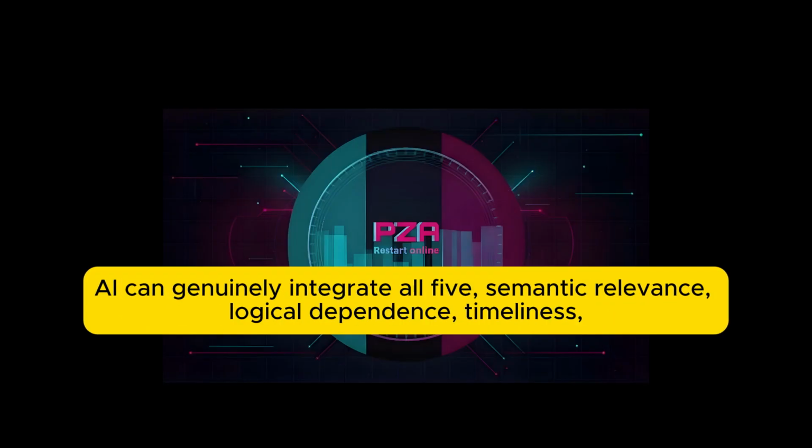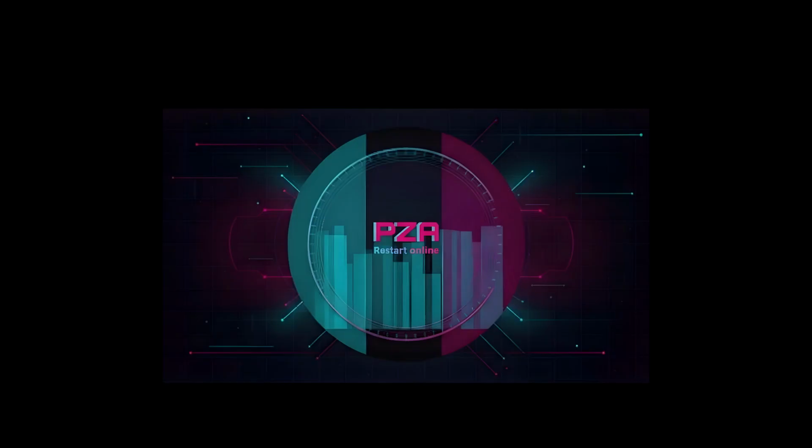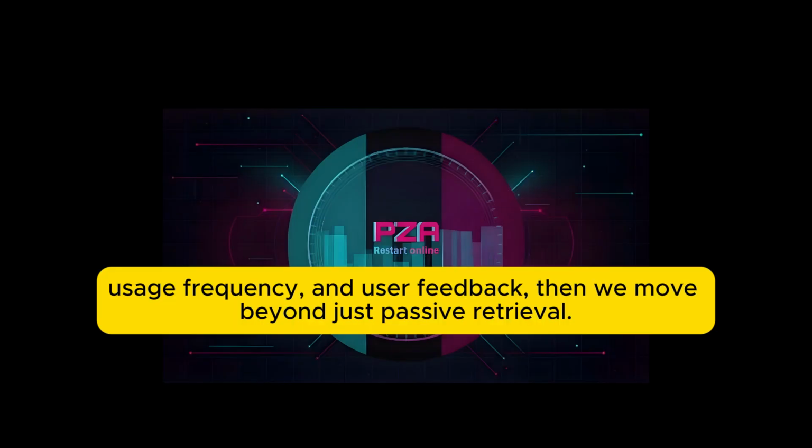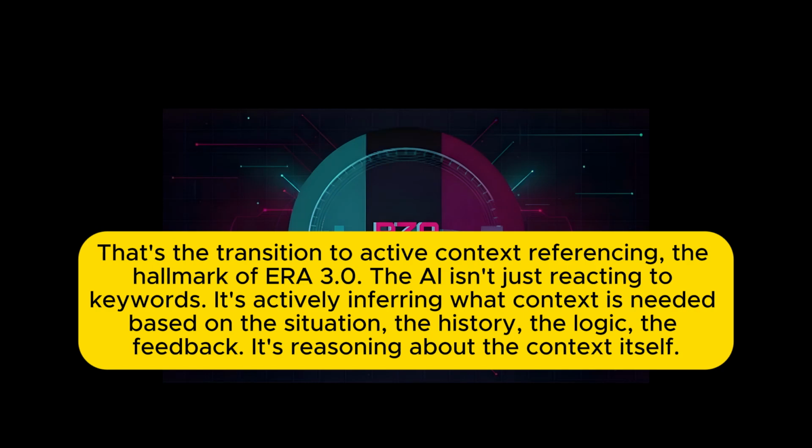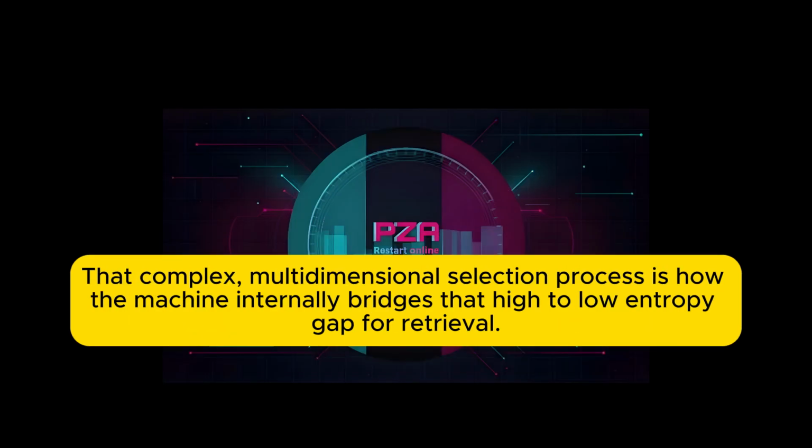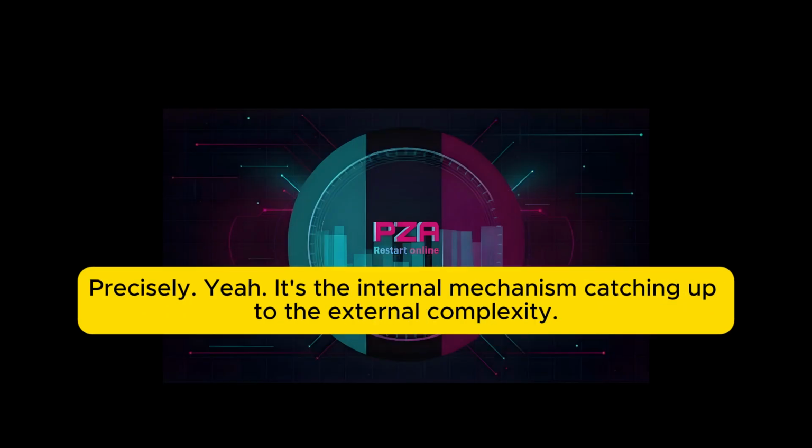Wow. Okay, if an AI can genuinely integrate all 5, semantic relevance, logical dependence, timeliness, usage frequency, and user feedback, then we move beyond just passive retrieval. That's the transition to active context referencing, the hallmark of Era 3.0. The AI isn't just reacting to keywords. It's actively inferring what context is needed based on the situation, the history, the logic, the feedback. It's reasoning about the context itself. That complex, multidimensional selection process is how the machine internally bridges that high to low entropy gap for retrieval. Precisely. It's the internal mechanism catching up to the external complexity.